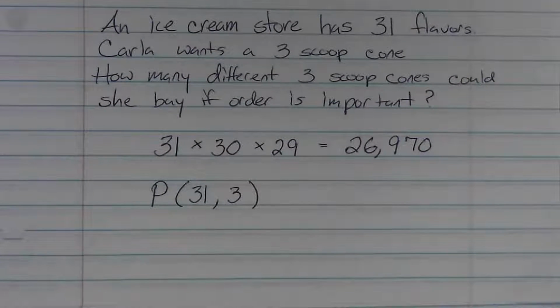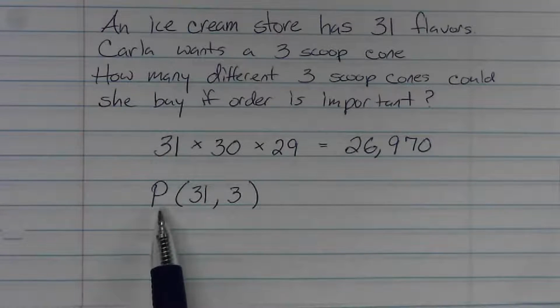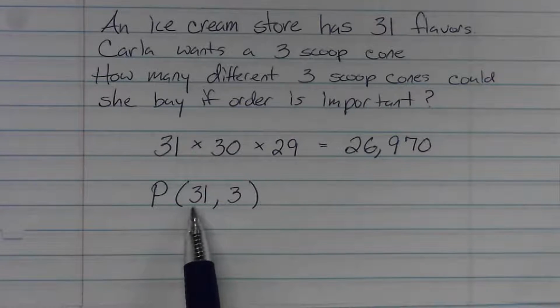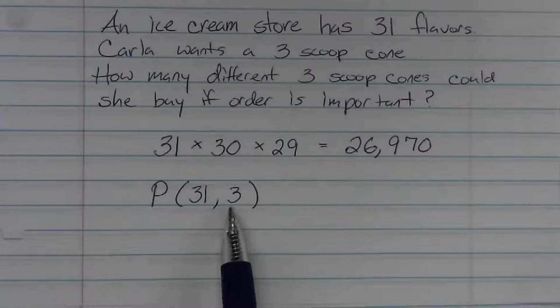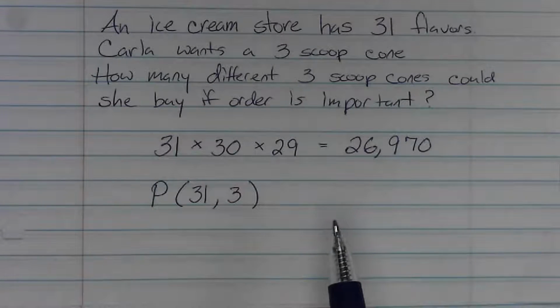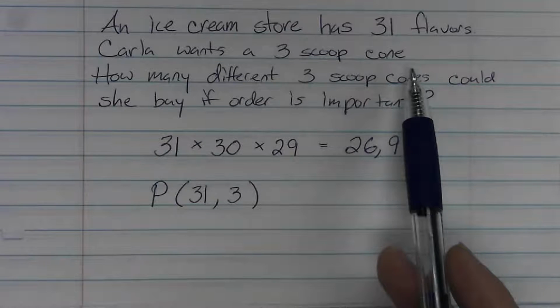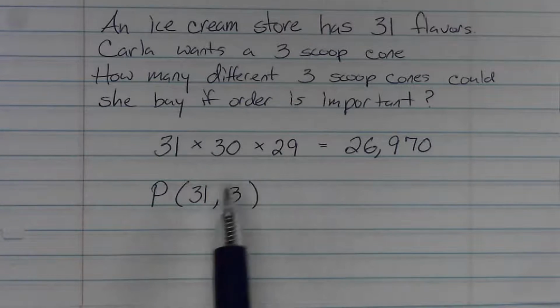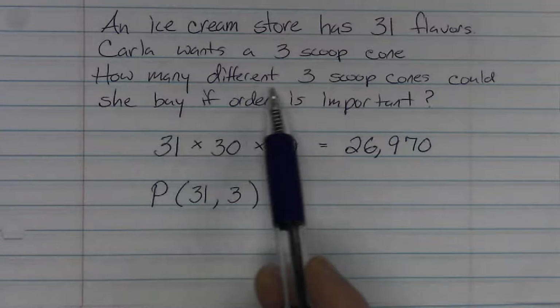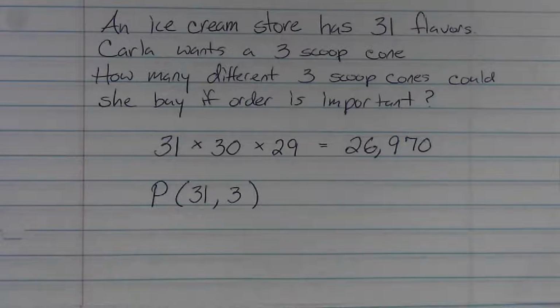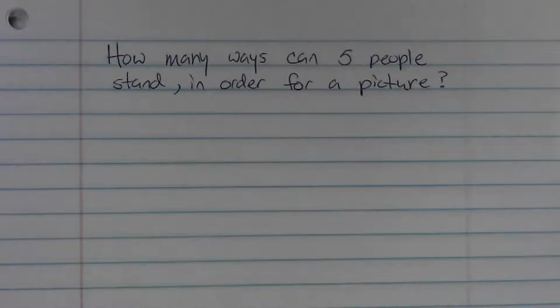Now, the next thing I want to show you is what this would look like if it was not a word problem. Right here, you see this P here? It looks like a probability question. Well, we also use this same symbol for a permutation question as well. What this means is do a permutation, start with the number 31, and have 3 factors. For this question, we started with 31 because there were 31 flavors, and it was a 3-scoop cone, so we did 3 factors. So this is how we would write this if it was not a word problem. Let's take a look at some more examples.